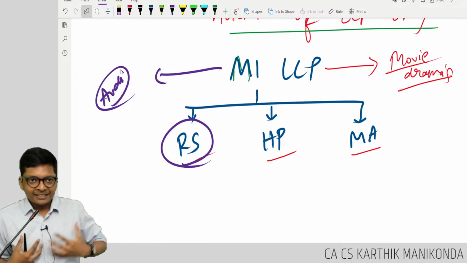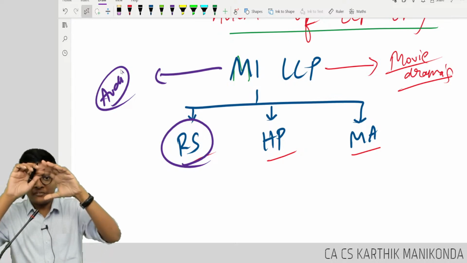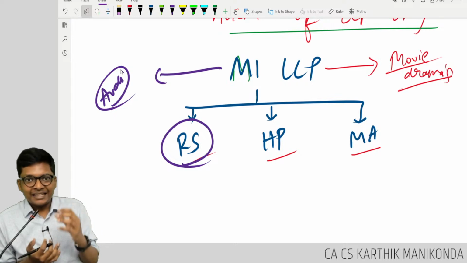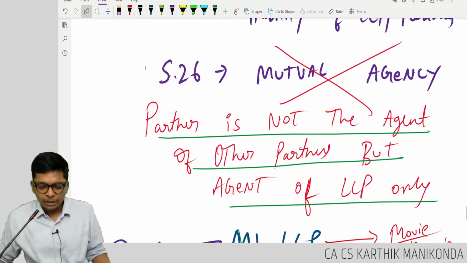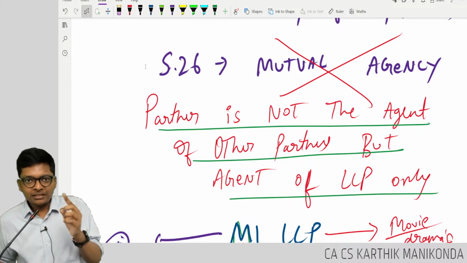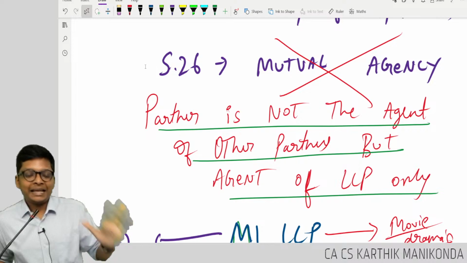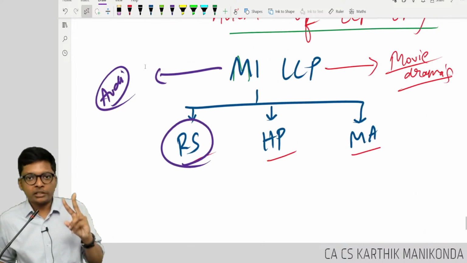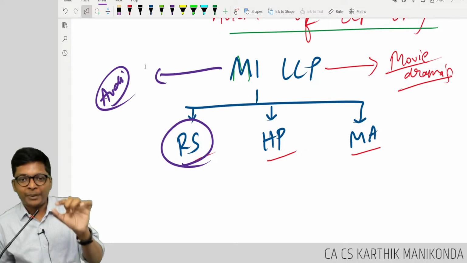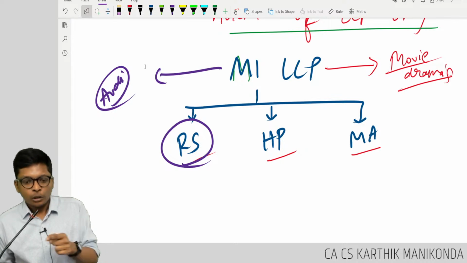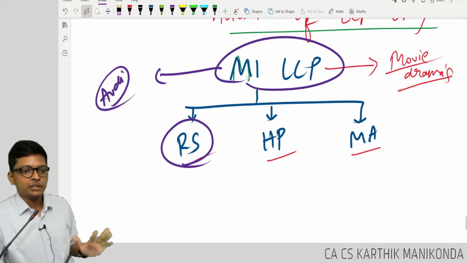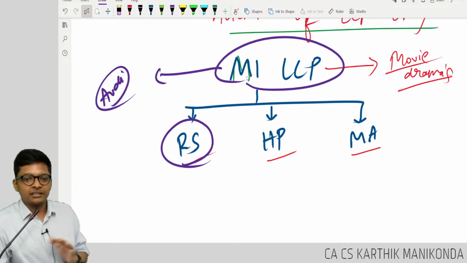What are we discussing first? I am discussing the concept of liability of partners and LLP in this chapter. First I told in 26, partner is not the agent of other partners, he is only agent of LLP. Now we are going to discuss two concepts. The whole chapter is called limited liability partnership. But in this, when is the LLP liable? When are the partners liable? So I will give you 3-4 examples. You give me answers.